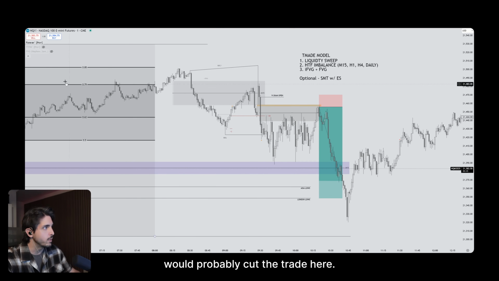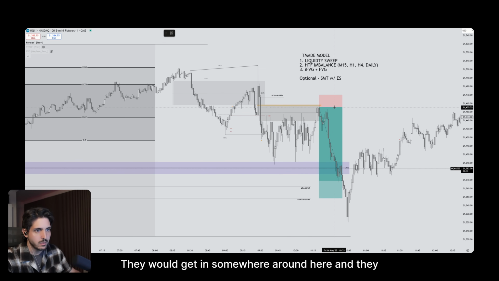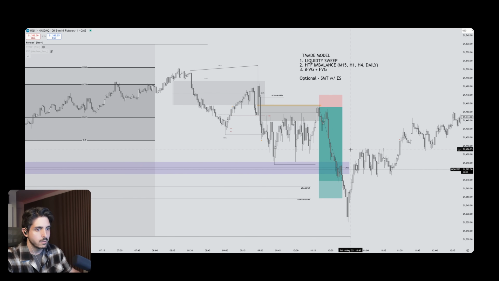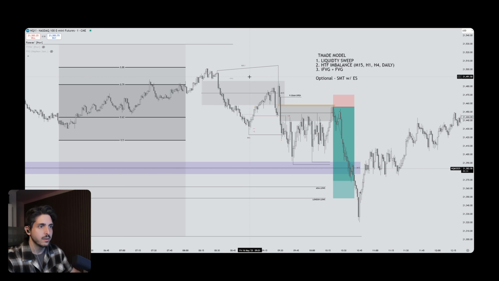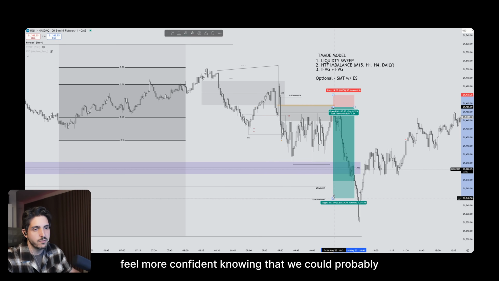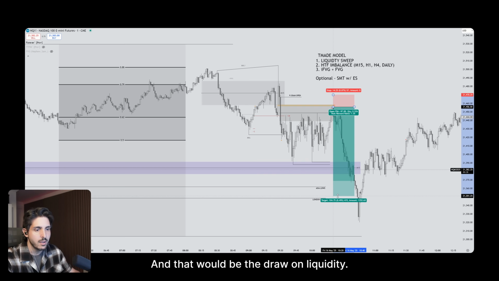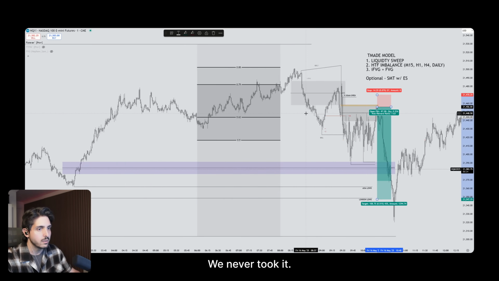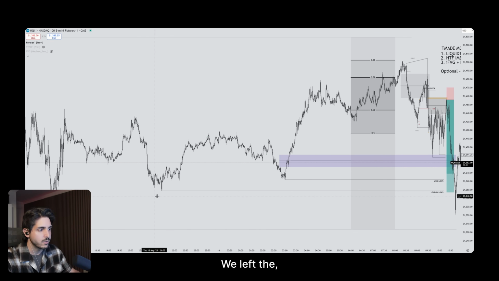Because some people would probably cut the trade here. They would get in somewhere around here and they would cut it at these lows, right? You have equal lows right here. They would cut the trade here. But with SMT at the highs there, it just makes me feel more confident knowing that we could probably get those Asia and London lows, right? And that would be the draw on liquidity. It just makes sense, right? We never took it. We left the Asia low and the London low.